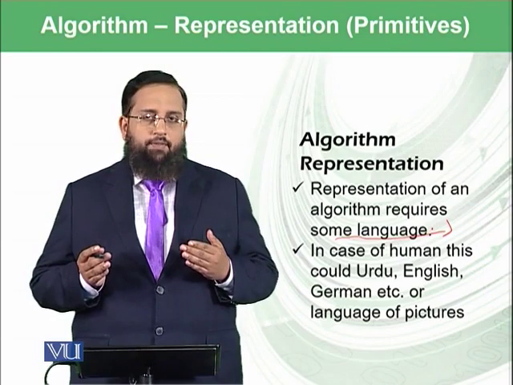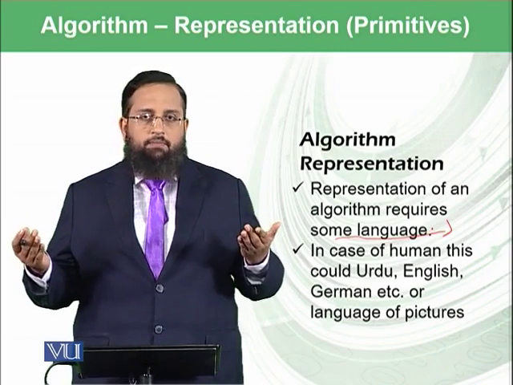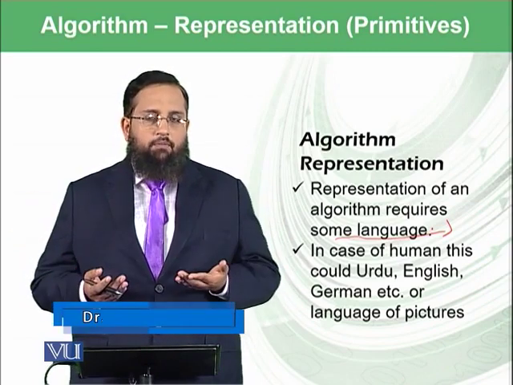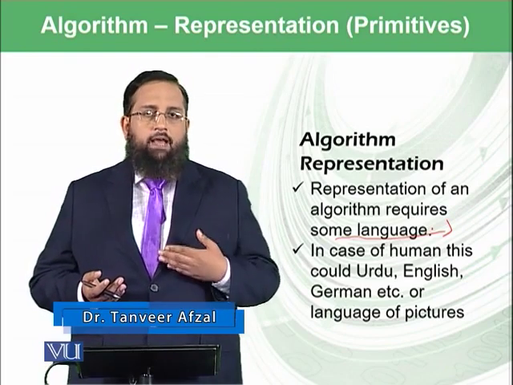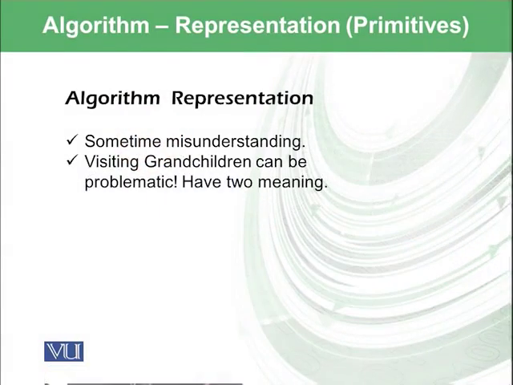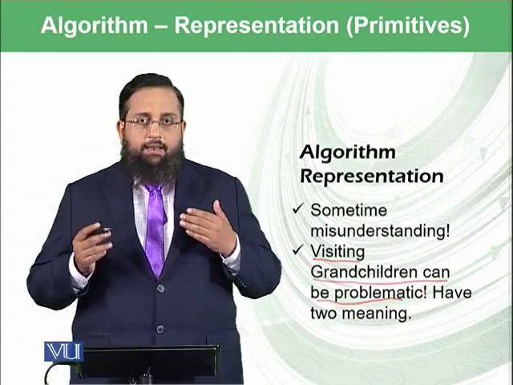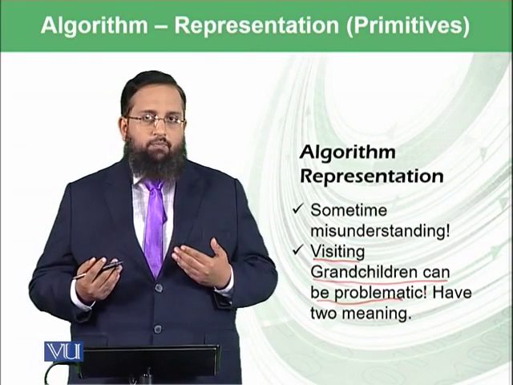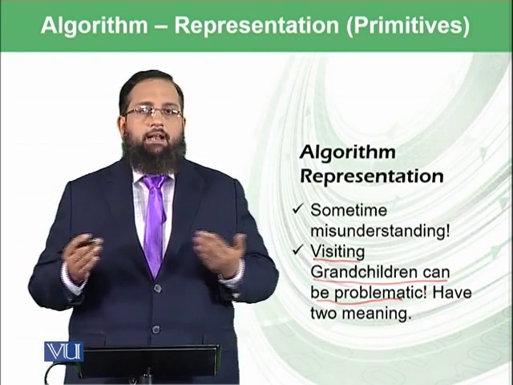In the case of humans, they have languages: English, German, Urdu, Punjabi, Pashto. All of those languages are available for humans. However, even then when they communicate, we have some confusions. For example, if I give a statement, "visiting grandchildren can be problematic," this might have two meanings. One is that when grandchildren visit you, that is problematic, and the other is that when you visit your grandchildren, that is problematic.